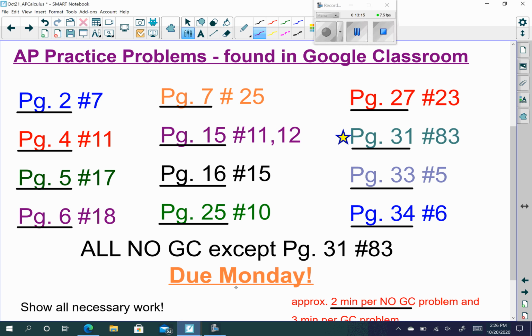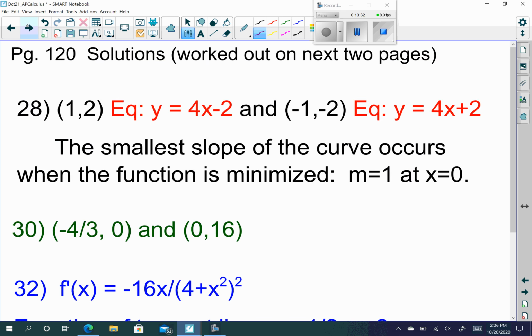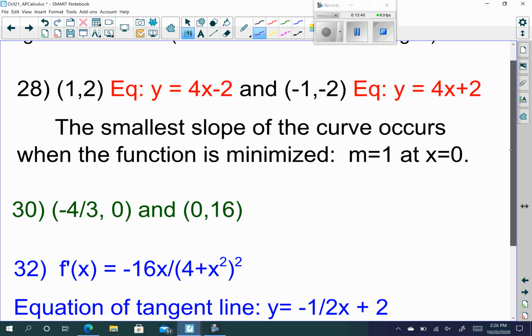All right, so again, here are the problems that you want to do. Everything is going to be within the first page here. Notice here on page 31, though, you can use a graphing calculator. Everything else do without a graphing calculator. And then, like I said, here are the even answers to pages 120 and 121. I'll scroll down. But these last couple pages I'll have as a separate PDF in Classroom.